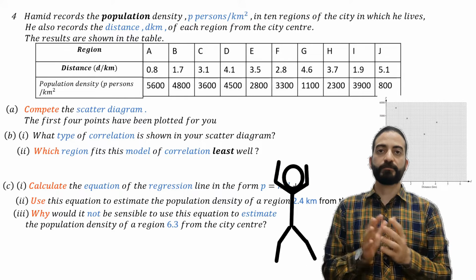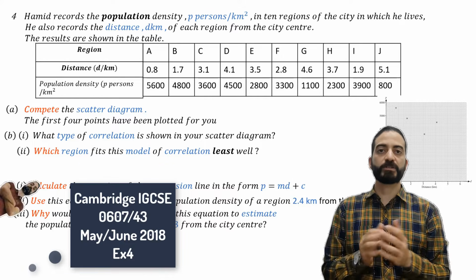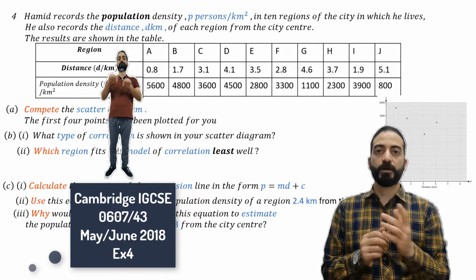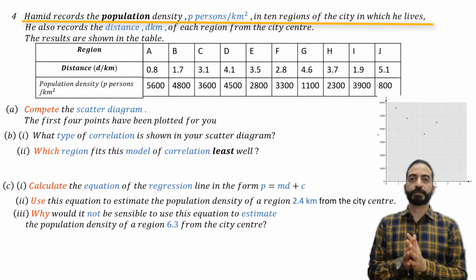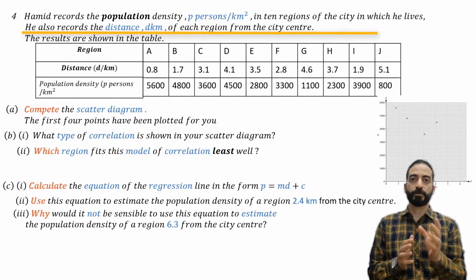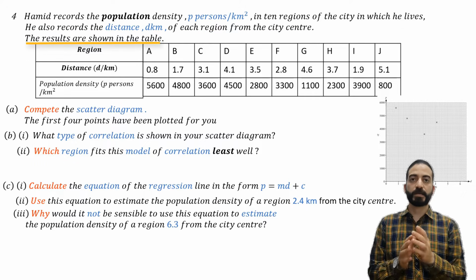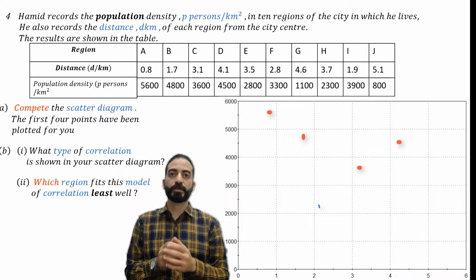Hello everyone, we will start by solving question 4 of the Cambridge IGCSE 2018 exam. Hamid records the population density in persons per kilometer squared in 10 regions of the city in which he lives. He also records the distance d kilometers of each region from the city center. The results are shown in the table. Part A, complete the scatter diagram. The first 4 points have been plotted for you.